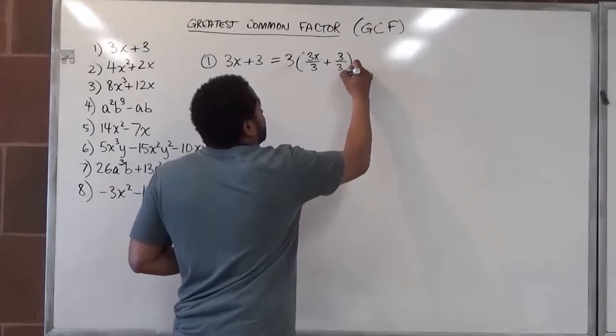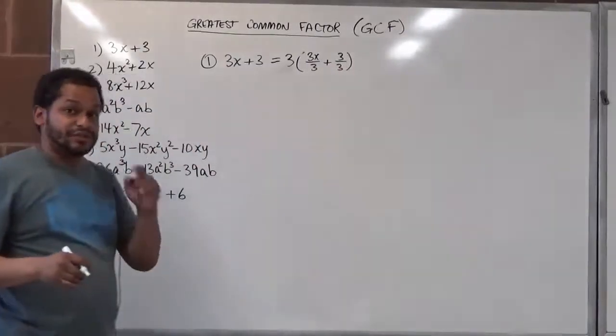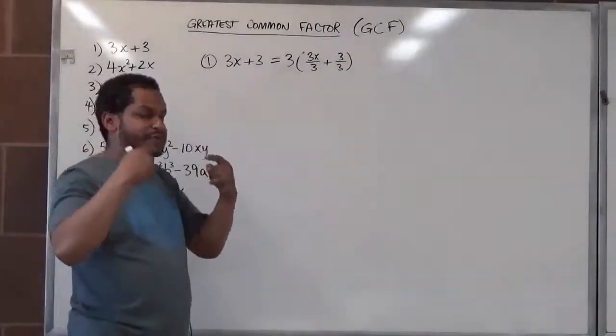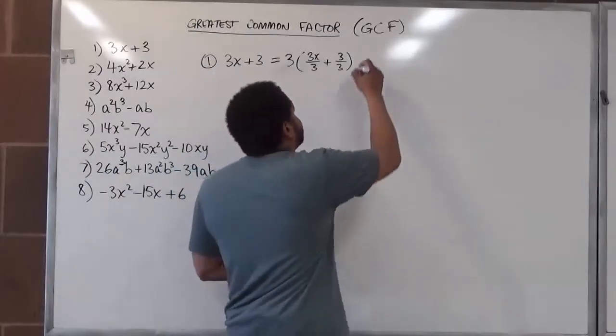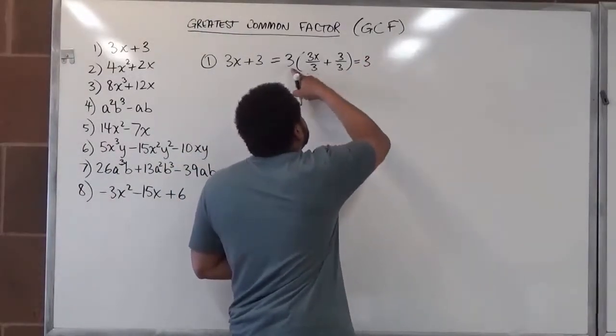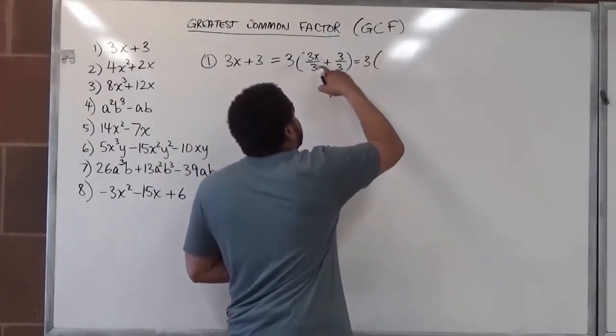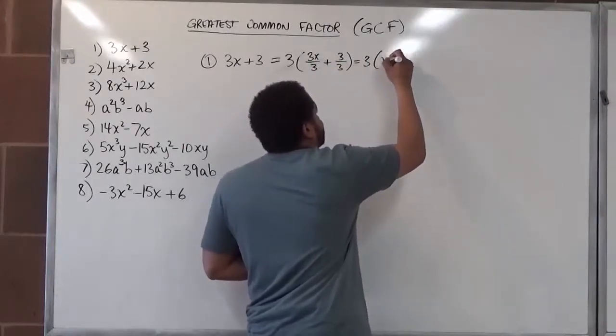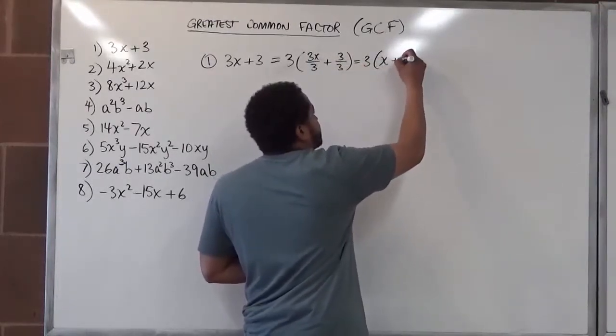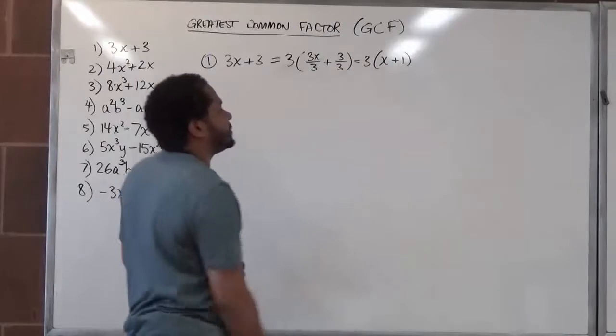Now technically you won't have to do this every time. I'm just doing it for this first one so you understand the principle of what the greatest common factor does. Here this 3 is outside and we're multiplying it. 3x divided by 3 gives us just x, and 3 divided by 3 is just 1. We keep the symbol between them the same.